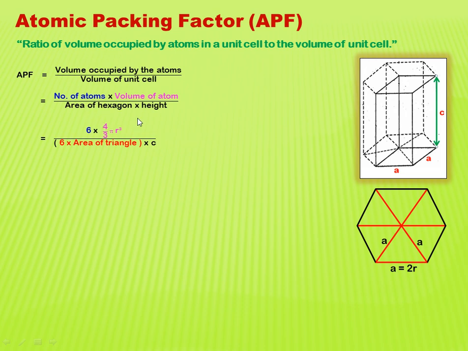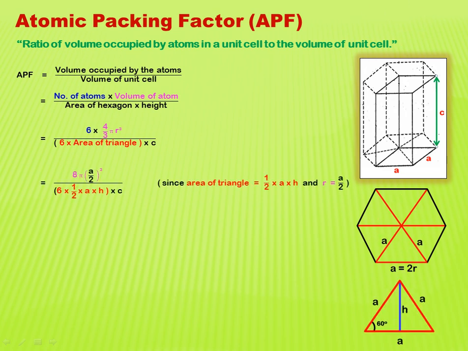Area of a hexagon, let's say this is the hexagon, its area can be calculated by making 6 equilateral triangles inside this hexagon. So if we calculate area of one triangle and multiply 6 with it, we get area of hexagon. Here we see that this r, the value of r is a by 2. It can be seen from here.